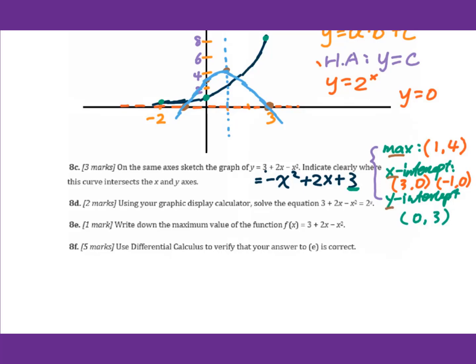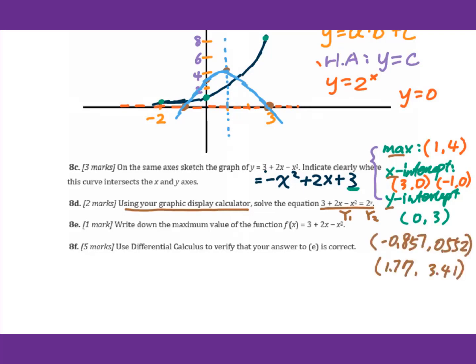Then for 8d, using your graphing calculator, solve this equation. So label here's y1, here's y2. So you will get the intersection. From a graphing calculator, you will get these 2 intersections. Therefore, the solution will be x1 equals negative 0.857, x2 equals 1.77.